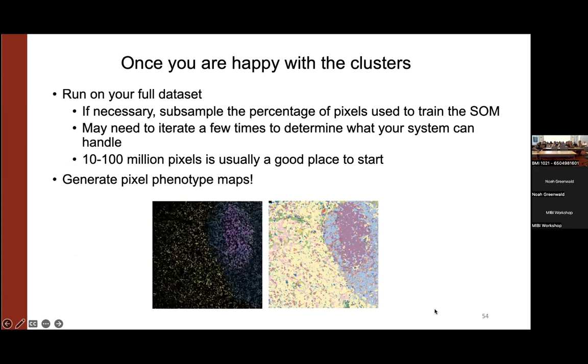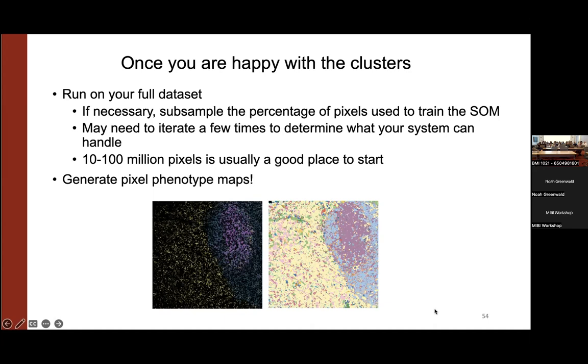Okay, so once you're happy with the clusters, then you can run it on your full data set. If necessary, like I mentioned, you want to subsample the percentage of pixels used to train this on. You may need to iterate a few times on how much you want to subsample. Yeah, it really depends. On a regular laptop, you might have to be subsampling quite a bit. But if your lab has access to a core or uses one of the cloud services, you may be able to go a little bit higher with how much you sample.